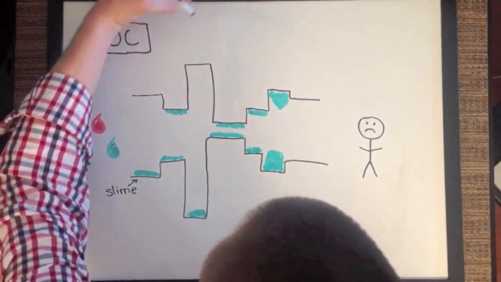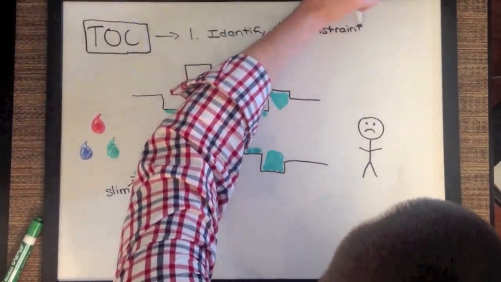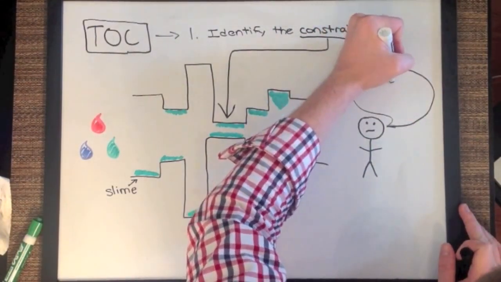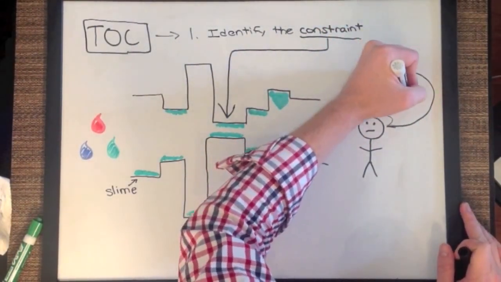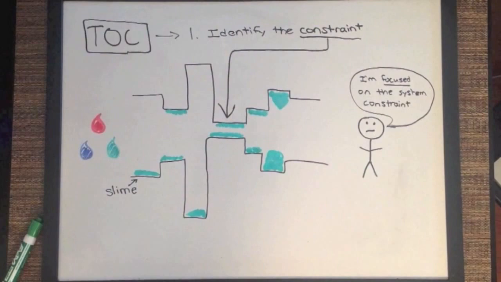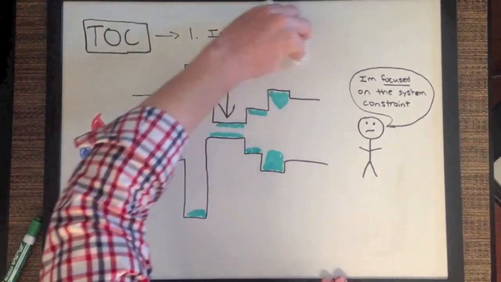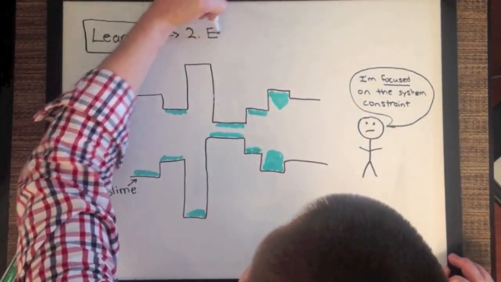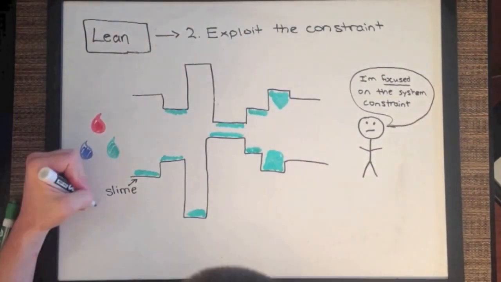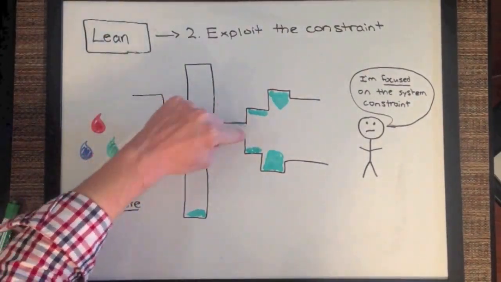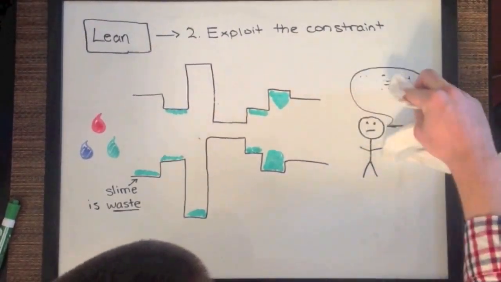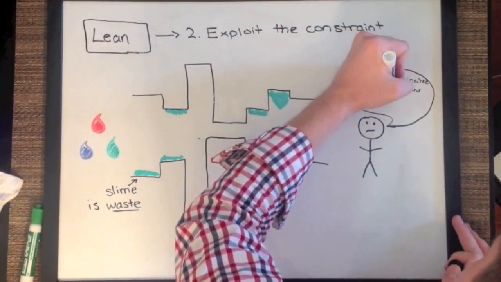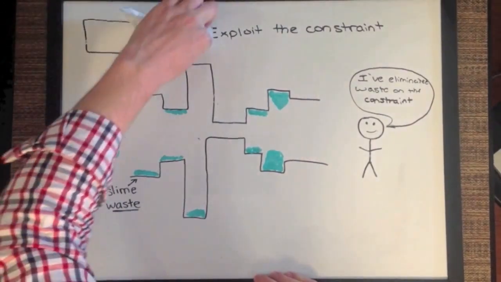First, you use TOC to identify the constraint. In this example, the constraint is the section of the pipe with the smallest radius. Now that you have identified the constraint, you now know where on the pipe to focus your continuous improvement efforts. Now that you are focused on the constraint, you use Lean to exploit the constraint. In this example, the slime deposits at the narrowest part of the pipe are wasteful. Lean is the pipe cleaner that removes this slime. We focus on the constraint because removing slime from the wider areas will not have an impact on overall throughput.